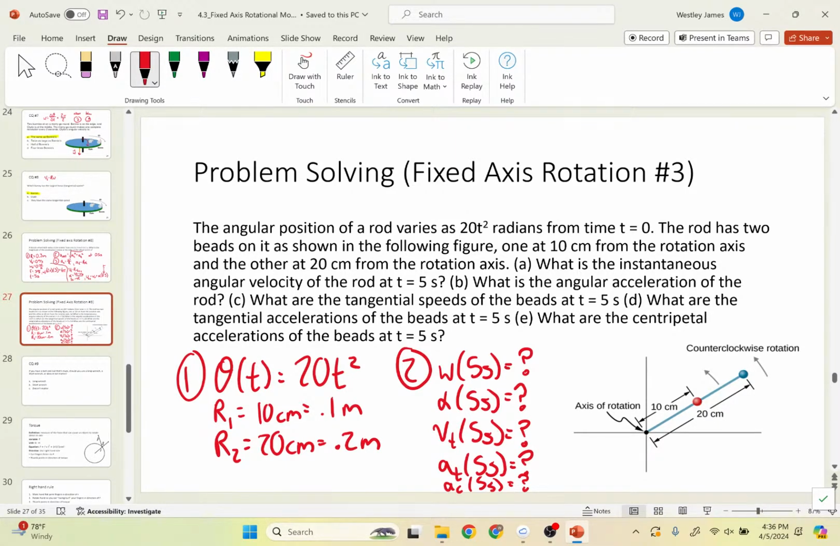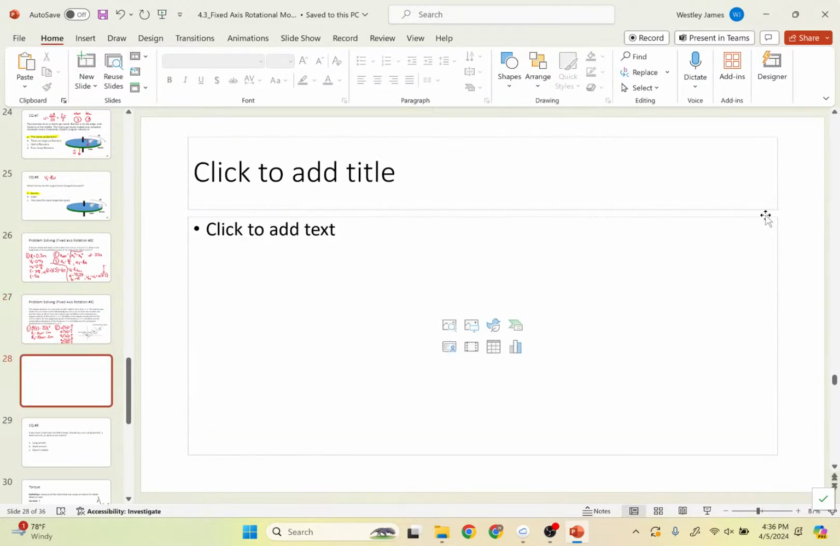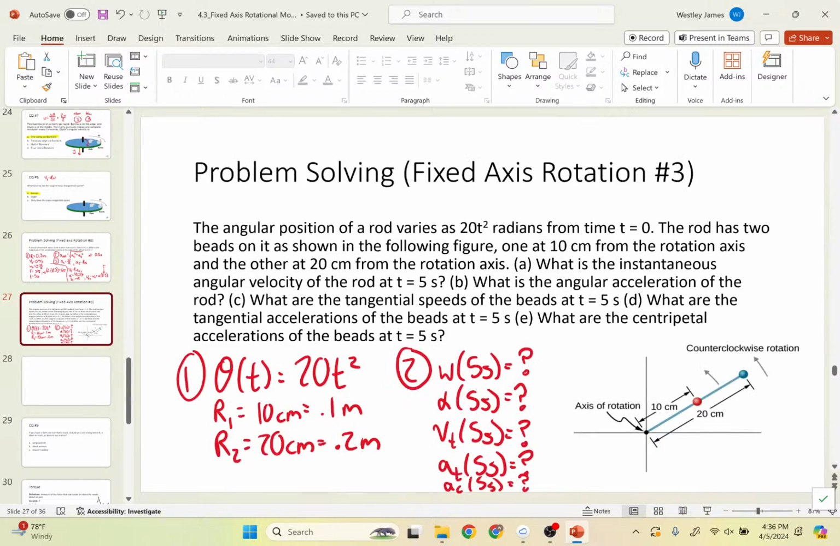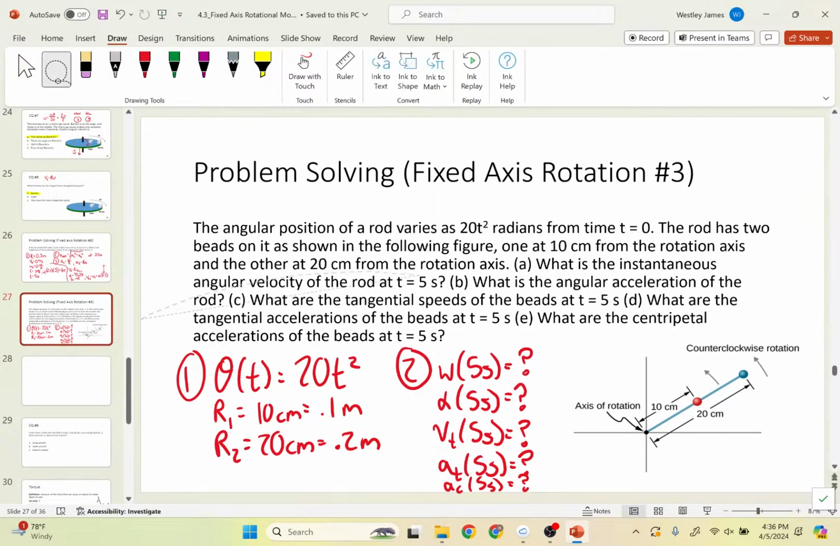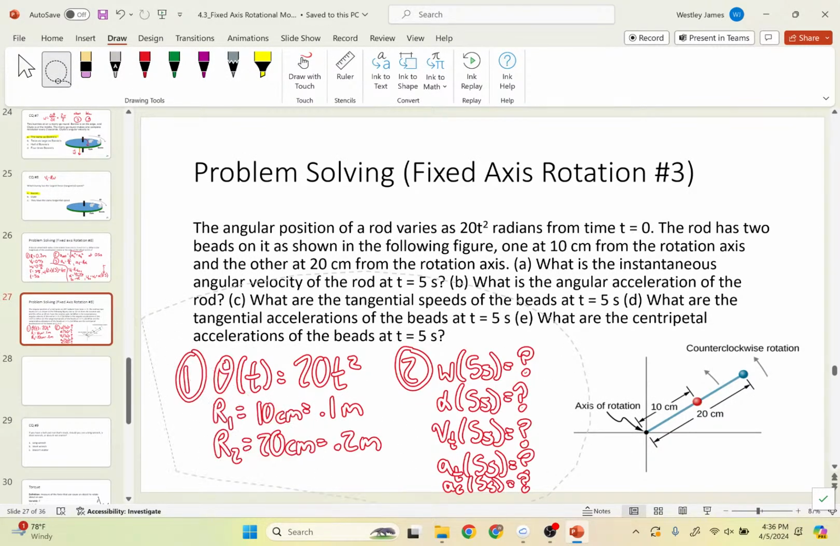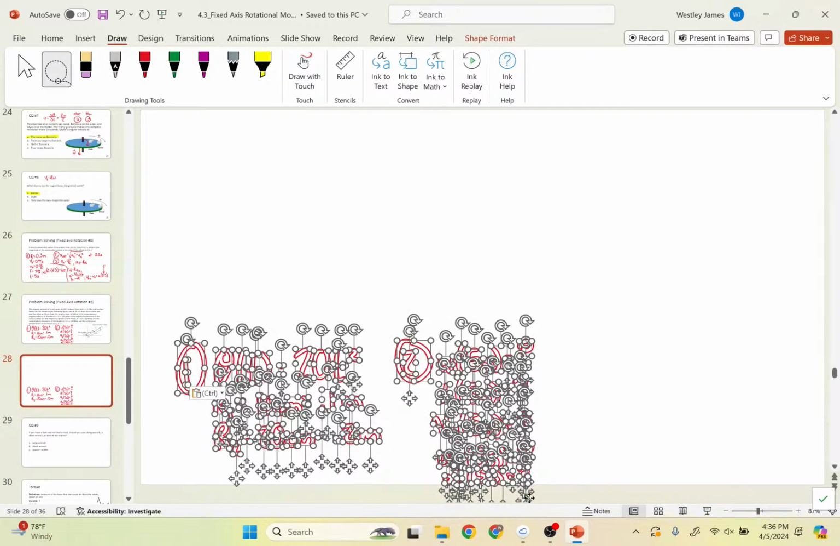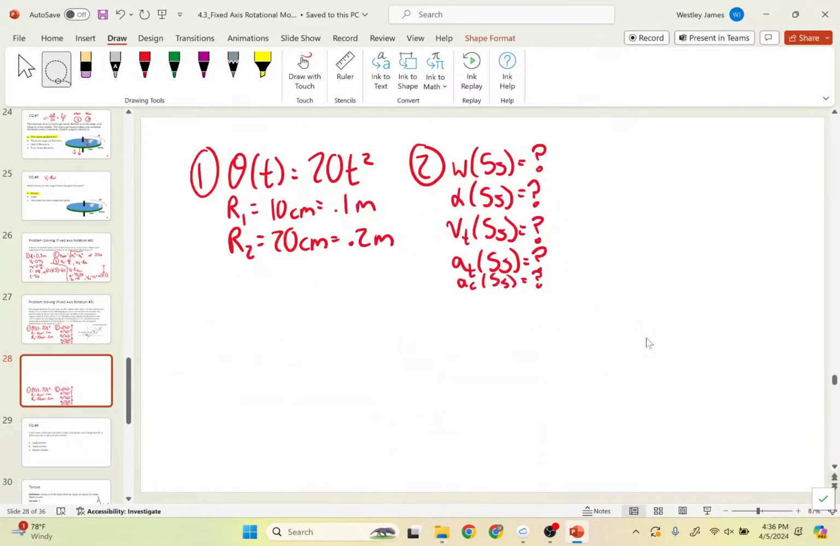So this is where remembering the relationship between variables specifically comes in. How are we going to solve this problem? Pretty straightforward, actually, once you know what to do. It's just reminding you all, if I give you a function for position, or in this case, angle, they both follow that same rule.